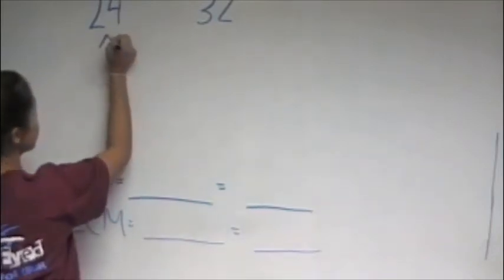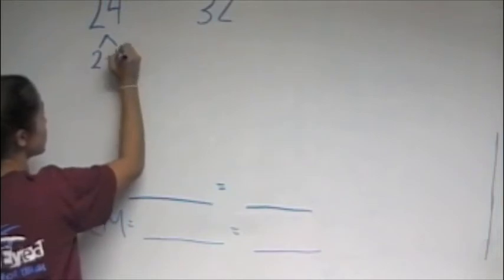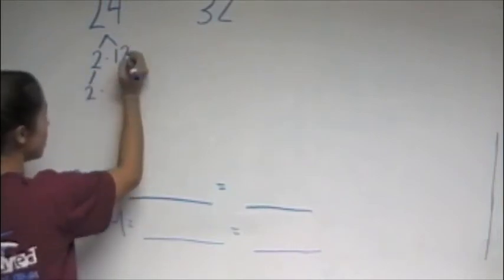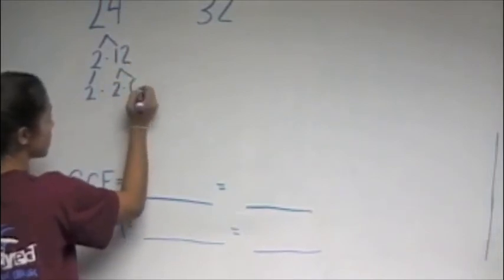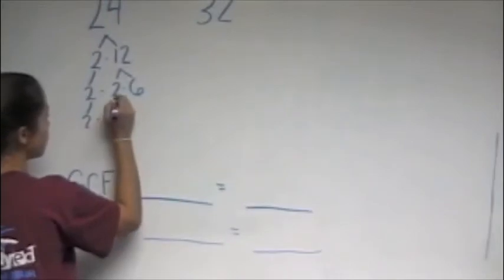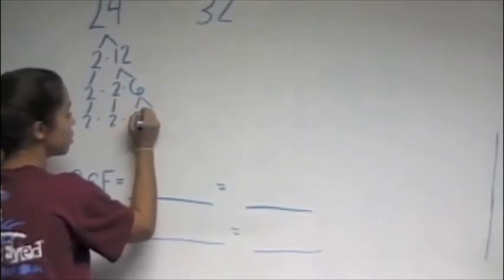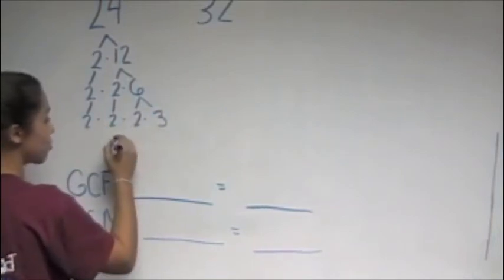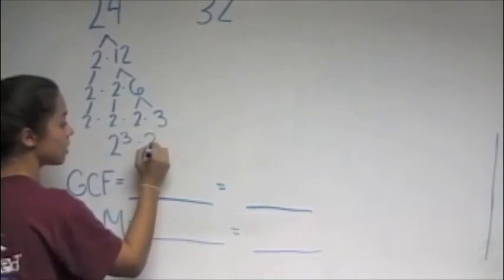Pick two numbers that multiply to give you 24. I'm going to use 2 times 12. 2 is already prime, so you just bring it down, and then we break up 12 into 2 times 6. Both 2's are prime, so bring them down, and break up 6 into 2 times 3. All 4 of these numbers are now prime, so we write them in exponential form. We have 3 2's, so it's 2 to the third times 3.